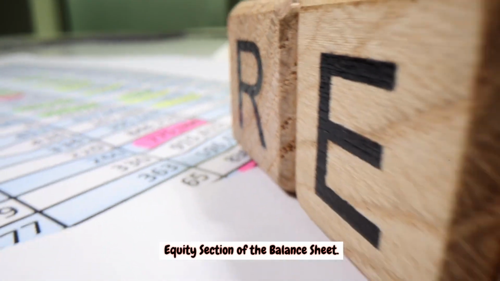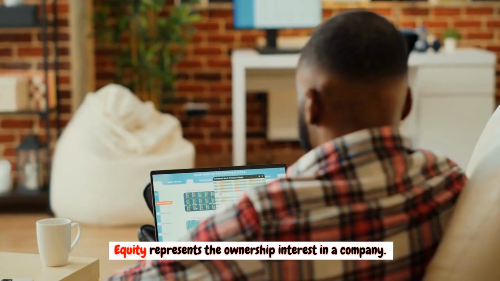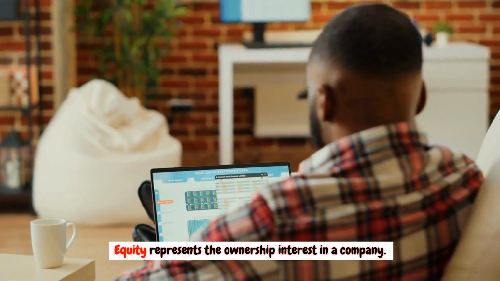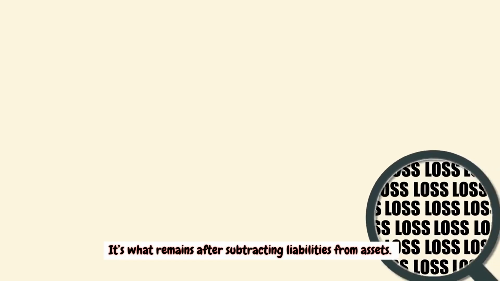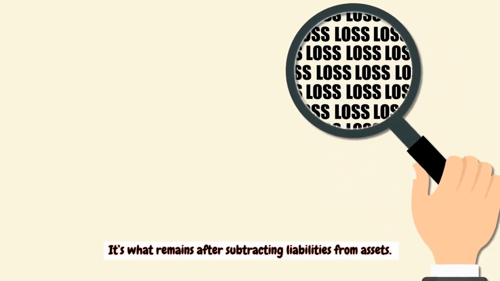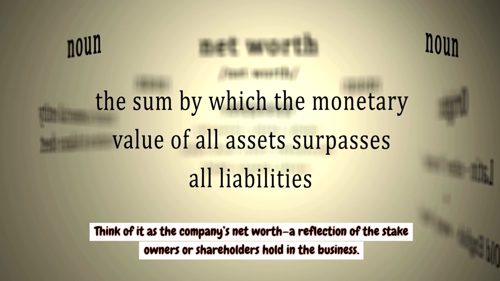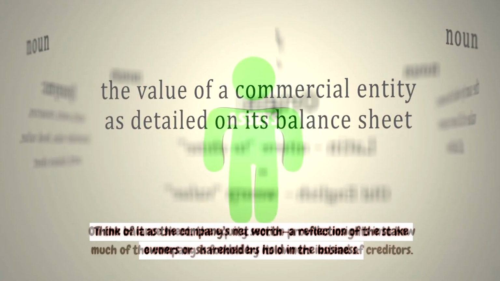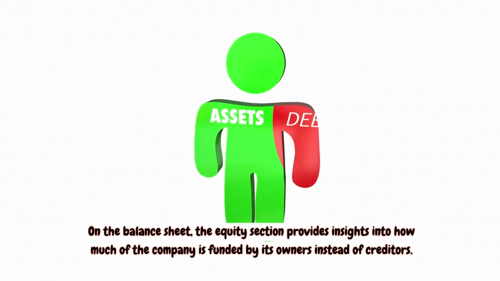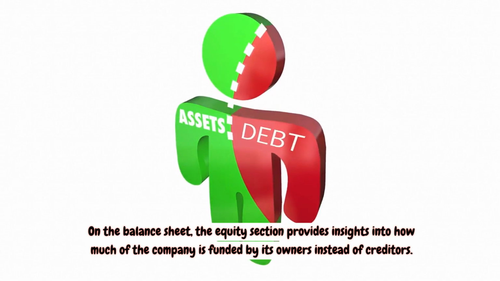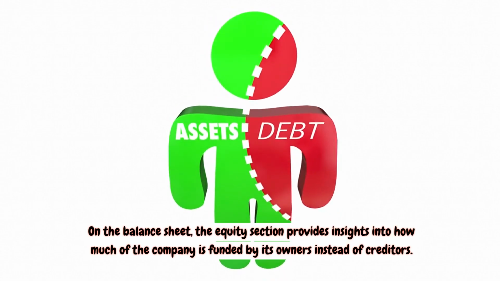Equity section of the balance sheet. Equity represents the ownership interest in a company. It's what remains after subtracting liabilities from assets. Think of it as the company's net worth, a reflection of the stake owners or shareholders hold in the business. On the balance sheet, the equity section provides insights into how much of the company is funded by its owners instead of creditors.